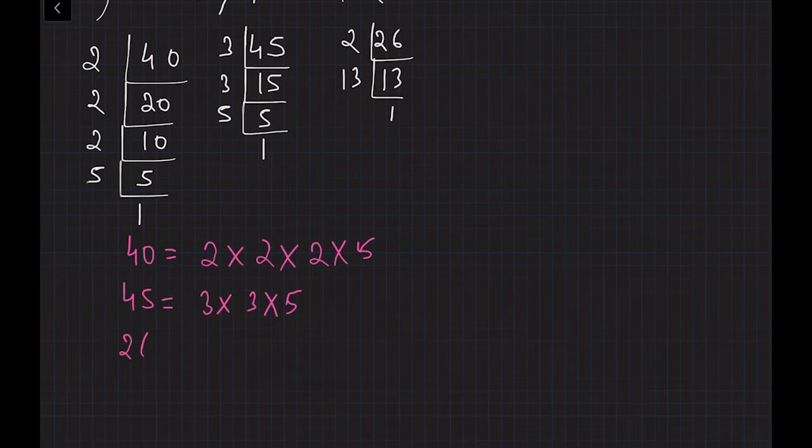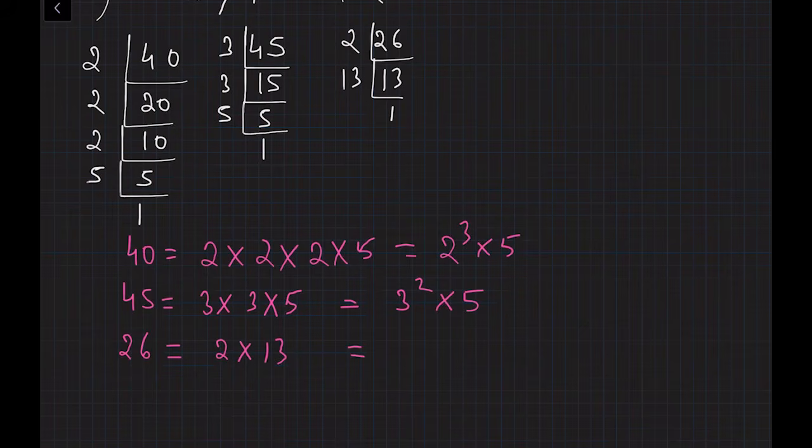The last number 26 can be written as 2 into 13. Therefore, let us write 2 into 13. This number can be written as 2 to the power 3 into 5, and 45 can be written as 3 square into 5, and the last number is written as 2 into 13 itself. Now we need to identify all the distinct prime factors that are occurring in the prime factorizations of 40, 45 and 26. These are the prime factorizations of 40, 45 and 26.